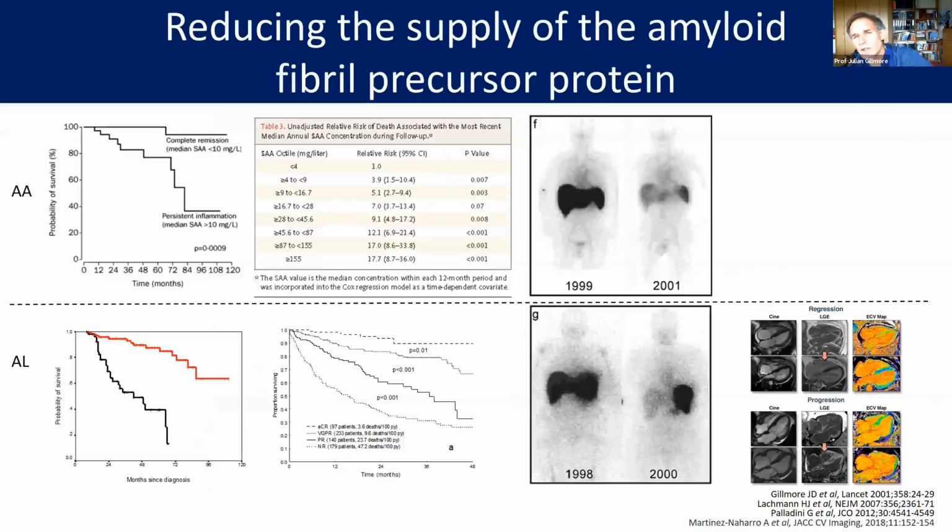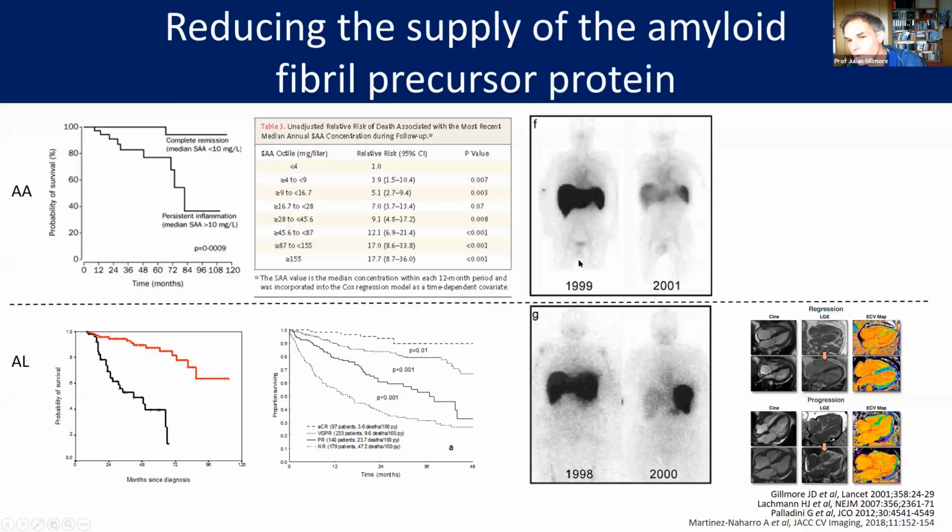I'll just show you some data. I apologize for this slide. It's pretty busy, but I think you should concentrate on these scans here, which are SAP scans. I haven't talked about this particular type of scan, but they look at amyloid in other parts of the body. And these are patients with a different type of amyloid, just to show that if you reduce the concentration of the relevant protein, you can get regression of amyloid, removal of amyloid.